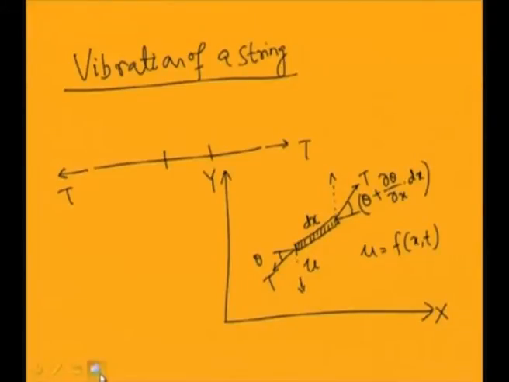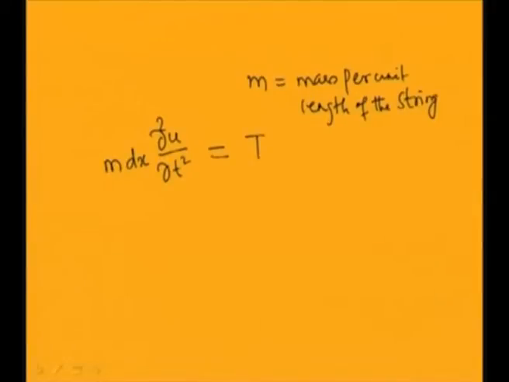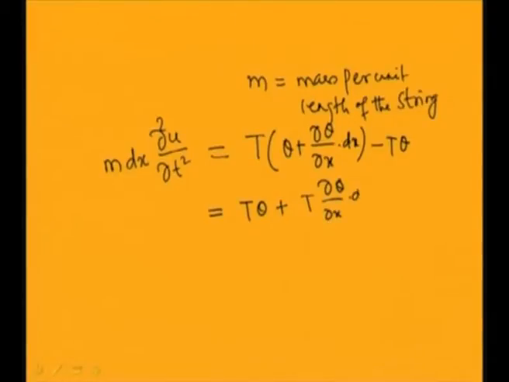So, I can write this equal to T into theta plus del theta by del x into dx minus T theta. So, I can simplify this thing. So, this becomes T theta plus T into del theta by del x into dx minus T theta. So, this T theta cancels. So, you can write this equal to, and this dx also cancels. So, I can write m del square u by del t square equal to T into del theta by del x.